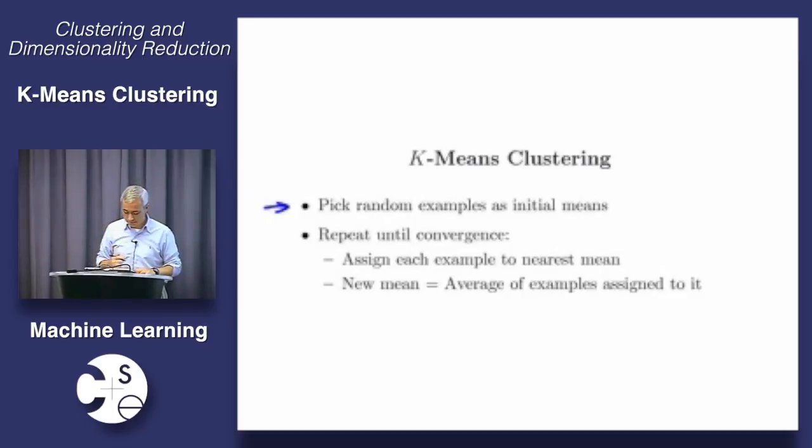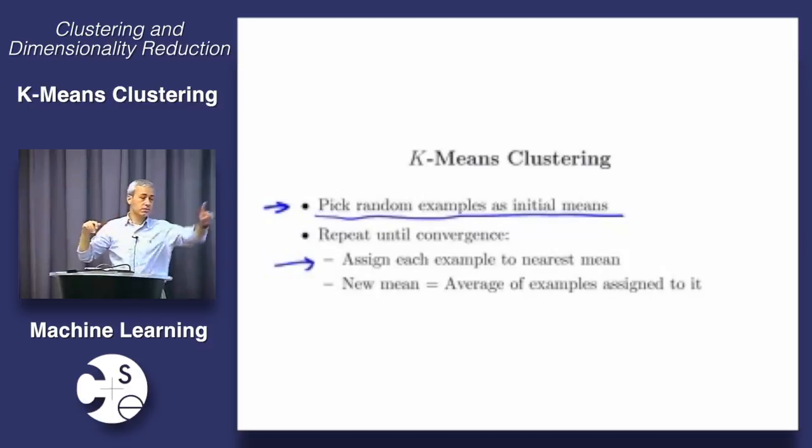Okay, so how does the algorithm work? I pick some set of random examples as initial means, or some other criterion that you might have, right? I need to pick initial positions for my means, okay? And then I just alternate between the following two things. I assign each example to the nearest mean, okay? So let's say that my examples were here in this room, and my initial means are one here and one over there. If there's an example over here, it's closer to this mean than to that mean, so it gets assigned here, okay? So basically, I divide my examples into k subsets.